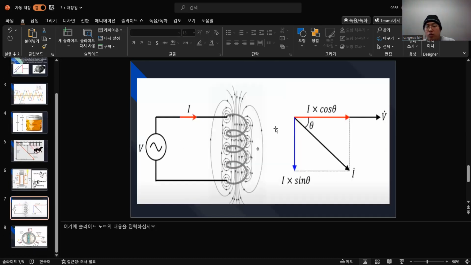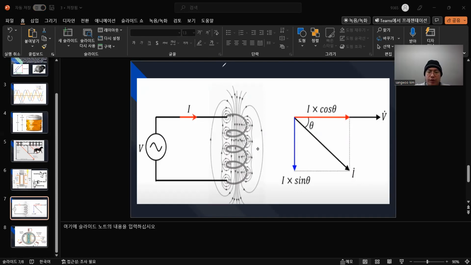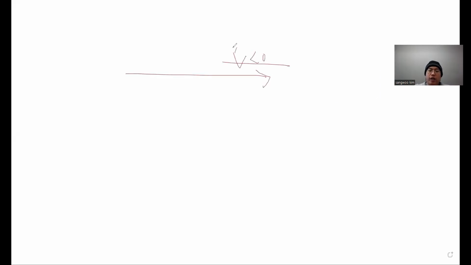And then, look at this, I explained it here. So this is a core, for example. Which current, active current or reactive current, makes this magnetic flux? What do you think, guys? Look at this. First of all, we need to know, here's the V0. I try to draw a simple picture.